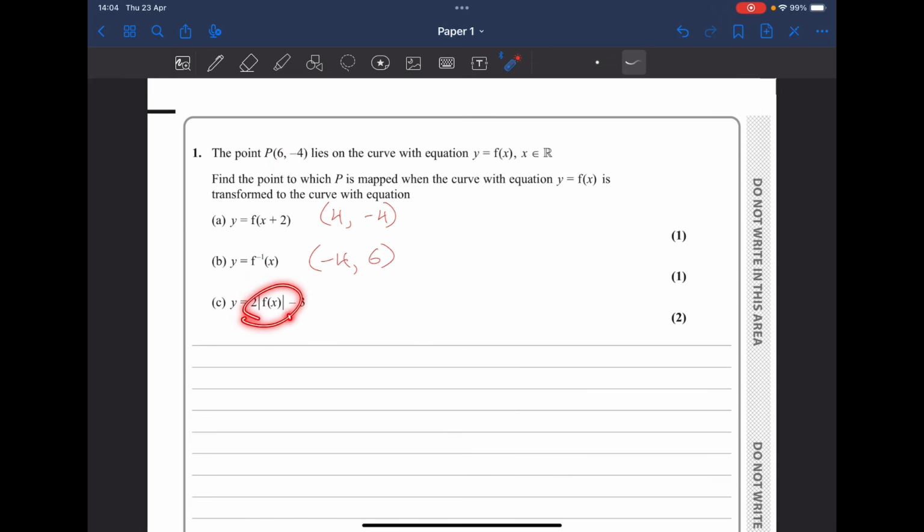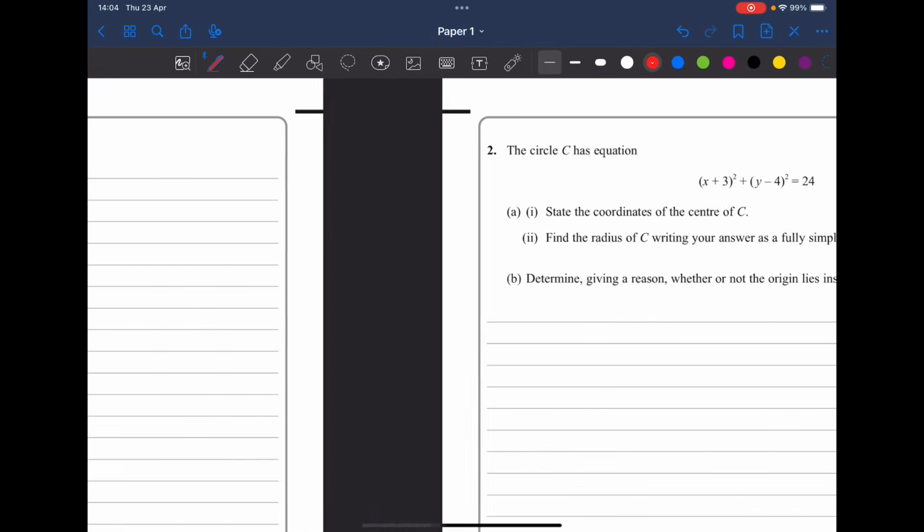When we took the modulus of that, we get positive 4. Doubling that is 8, and then taking away 3 gives us a 5. So our y coordinate is 5, and our x coordinate hasn't changed, so it should be just 6 still. So that's nice and easy, 4 marks for that one. Everything looks good there, so we'll keep going.